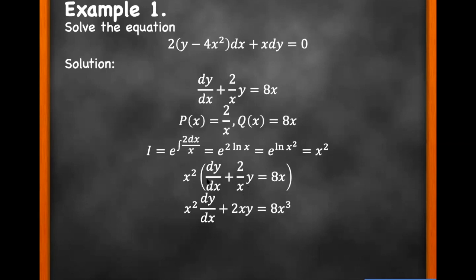So we have 2xy, since the x will be canceled here, equal to x squared times 8x, so you have 8x cubed. Again, this is now the result of multiplying the standard form by an integrating factor. Once we have done this, this equation will now become an exact equation. So you can now perform integration after this.